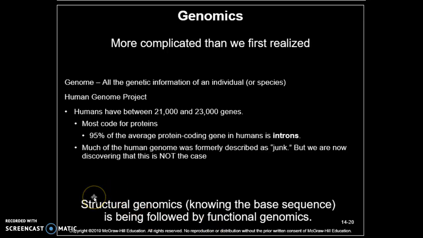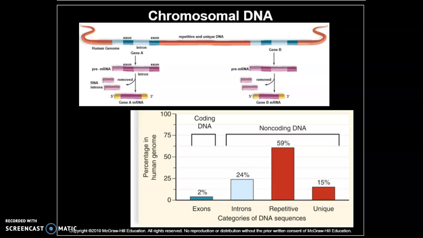But when we went ahead and found out the base pairs, that's called structural DNA. That's knowing the base sequence. But now that we found out it's a lot more complicated than just the sequences, there's a new field known as functional genomics. So what do those sequences do? And they found out that the expressed genes, the genes that actually express certain traits, the coding DNA that we've been talking about, that's only 2% of your base pairs. The rest are mostly repetitive DNA sequences and introns, and then this unique DNA.